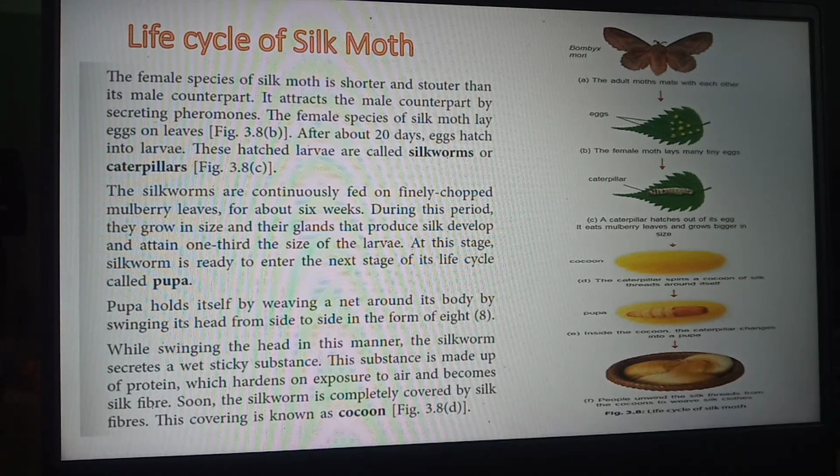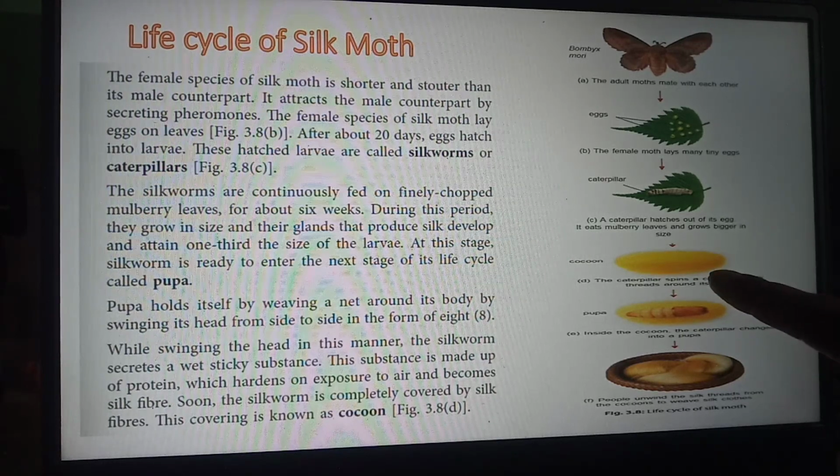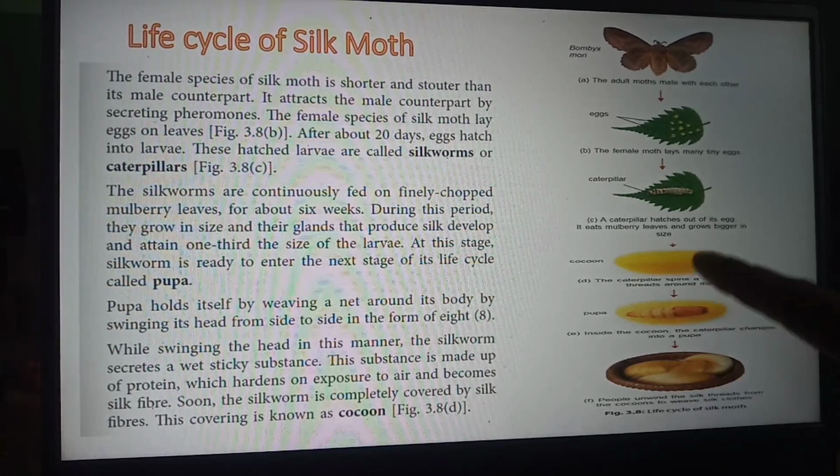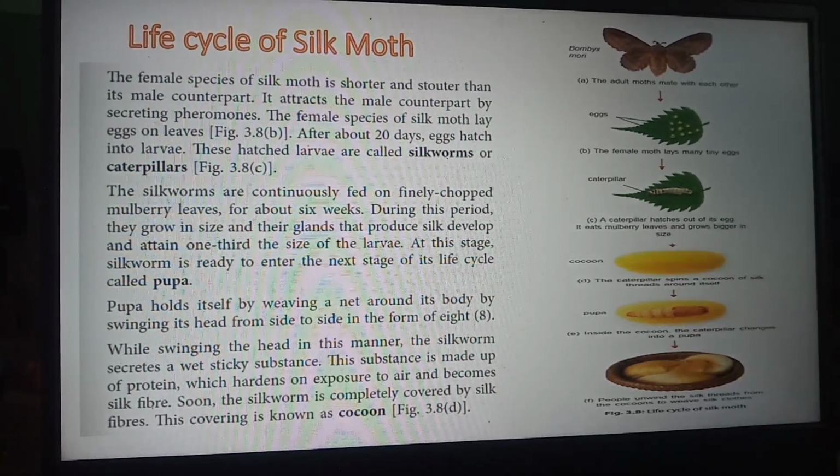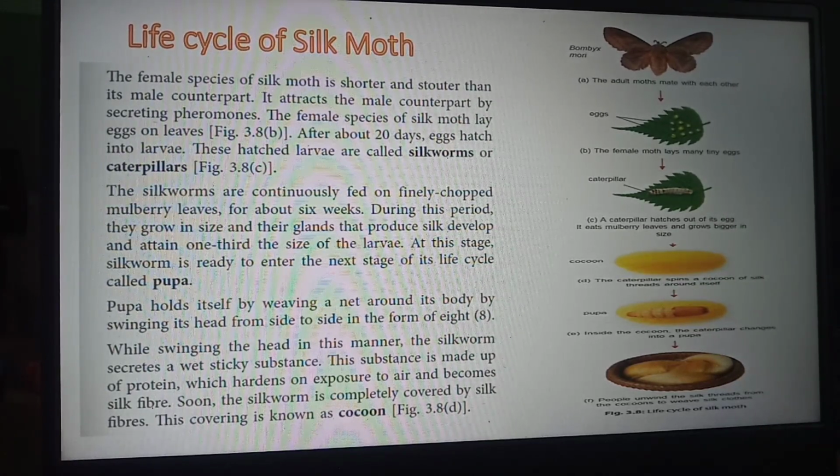Can you see the picture over here? This is how a cocoon is formed. So this covering is known as cocoon. I hope I am clear. So please try to understand, students. I will be ending today's topic over here only. I will be discussing the rest in our next class.